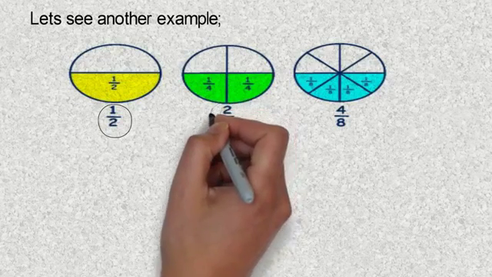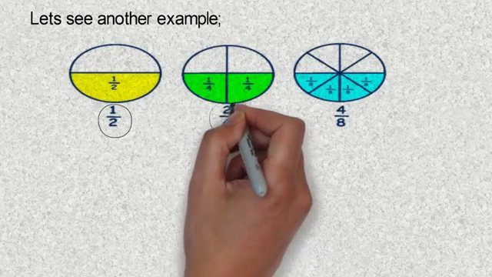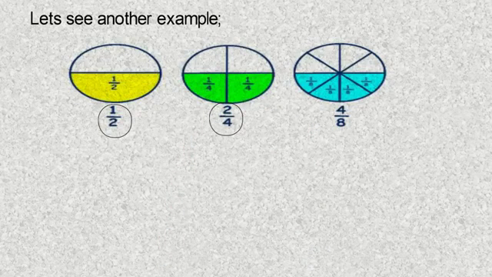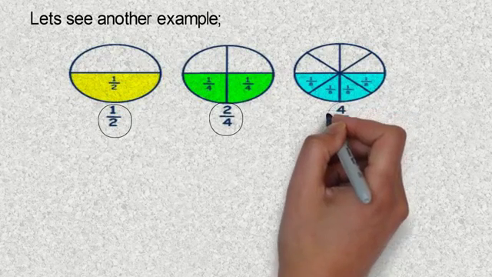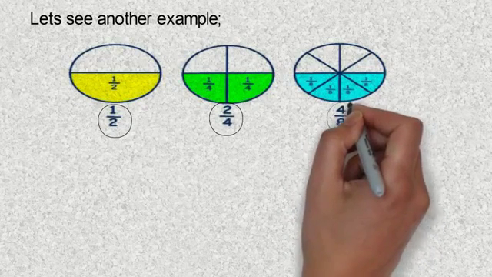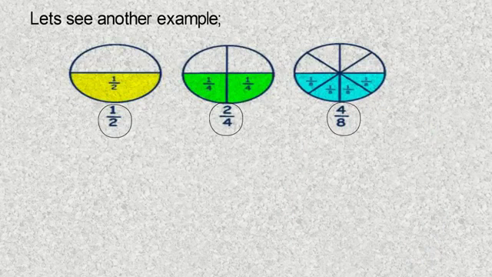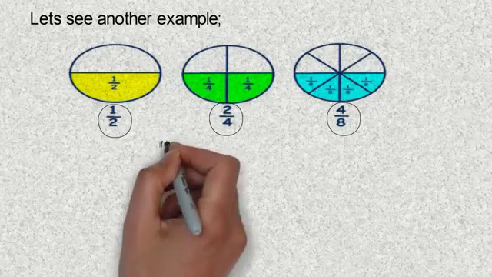Also, the second circle in green paint is divided into 4 parts, with 2 parts shaded. This should be easy for us to denote now. So this makes it 2/4. The third circle in blue paint is divided into 8 parts, with 4 parts shaded. So I have 4 out of 8 shaded, which is 4/8. So are they equivalent? Let me show you.